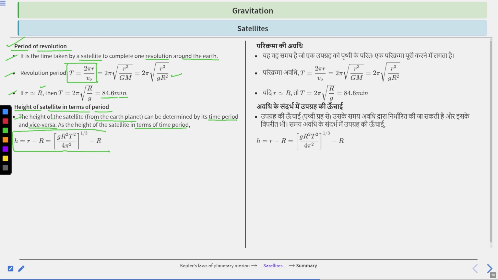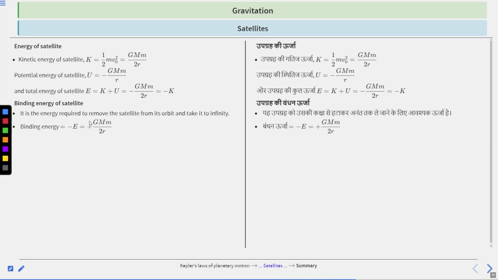Clear? So here two things are important. First is rate of revolution and height of a satellite in terms of period. Clear? Next is satellites. So energy of satellites. First is kinetic energy of satellite. K equal to half mv square, or half mv naught square. This is the kinetic energy of satellite, which is equal to GMm divided by 2r.